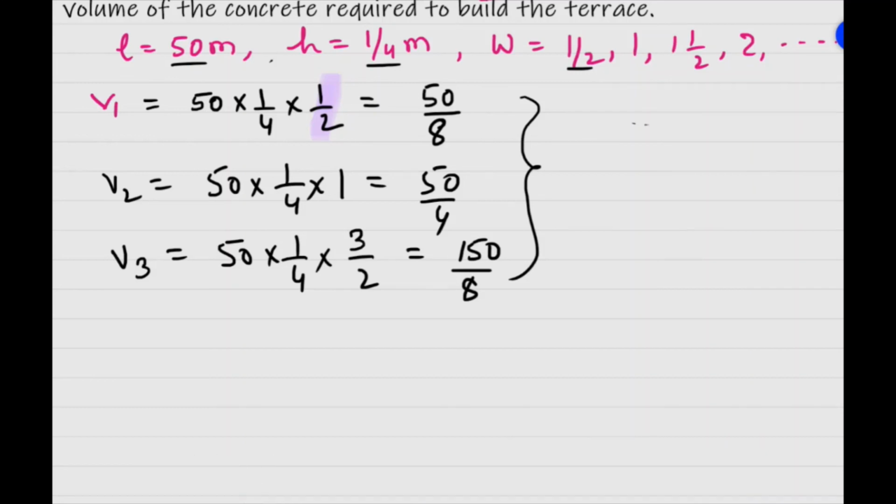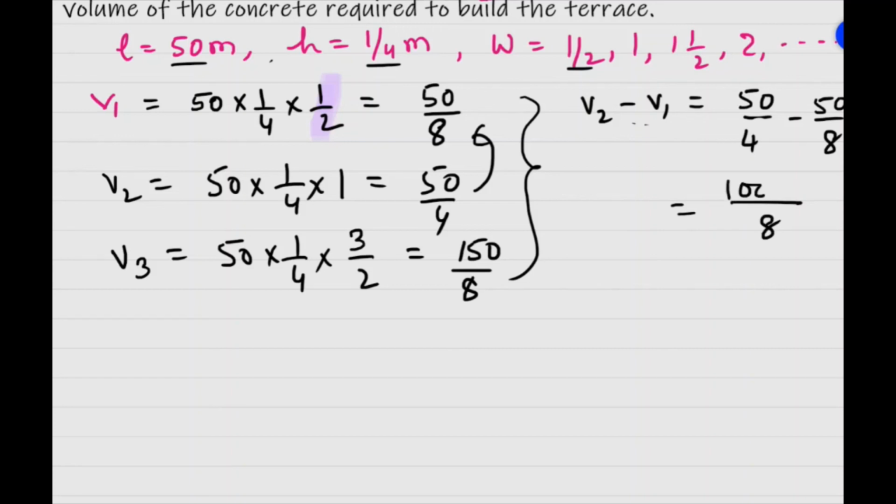So see, let us find out the common difference, V2 minus V1. How much is V2 minus V1? Actually V2 minus V1 we have to find out. So let us do it. 50 by 4 minus 50 by 8. If you find the LCM, it will be 8 here. So 100 minus 50, so you are getting 50 by 8.